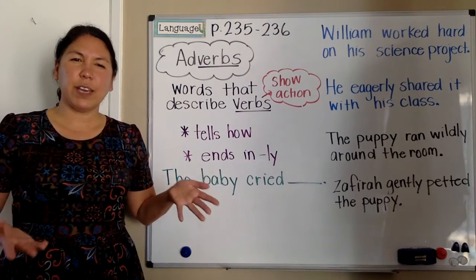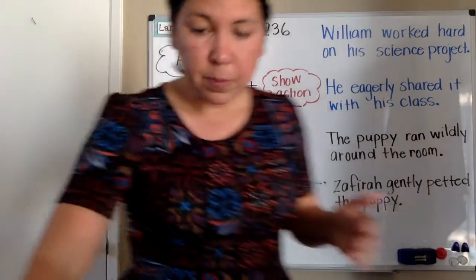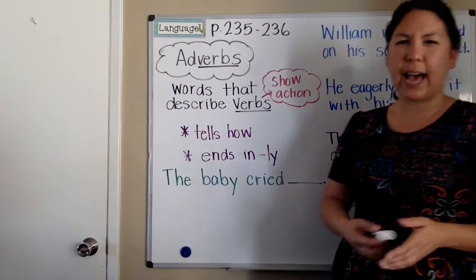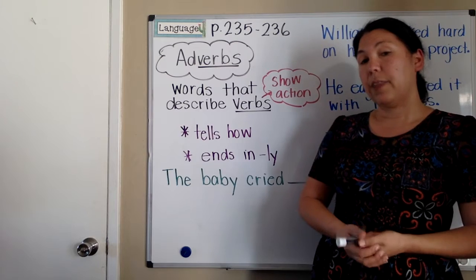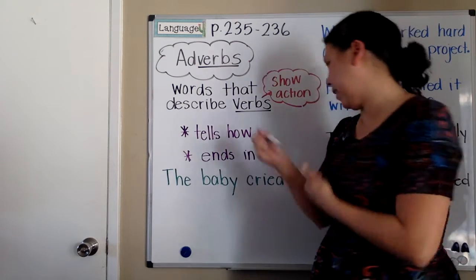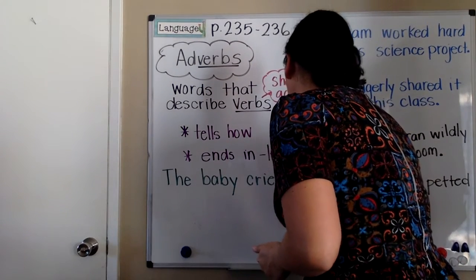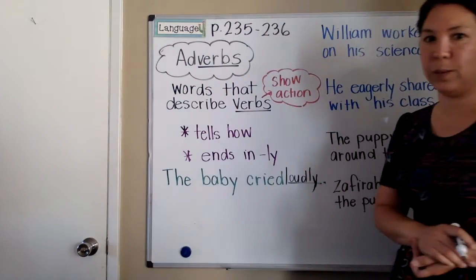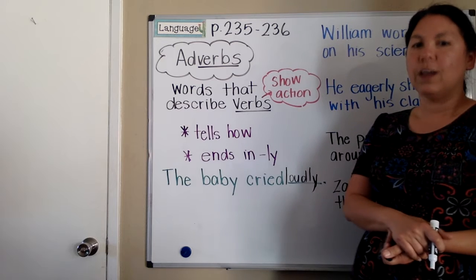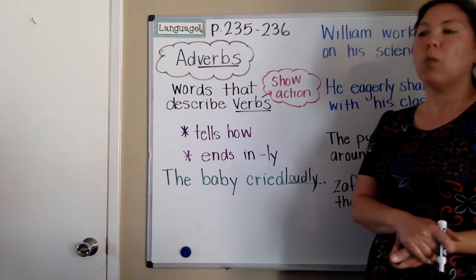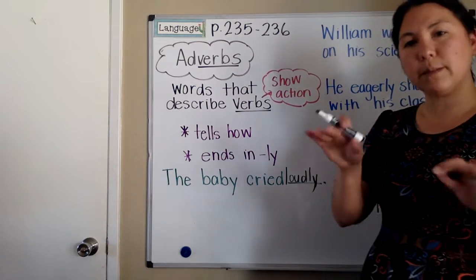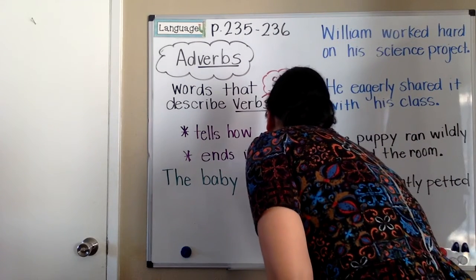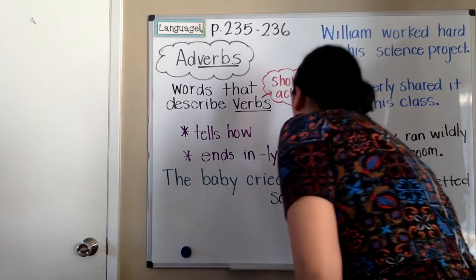So let's see if we can come up with some adverbs, and you guys are going to do it with me. So the baby cried. How did the baby cry? The baby cried, well, maybe loudly. If it was really loud, maybe she's really hungry or really tired. The baby cried loudly. Well, sometimes babies don't always cry loud, right? Sometimes it's kind of a whimper. So I could say the baby cried softly.